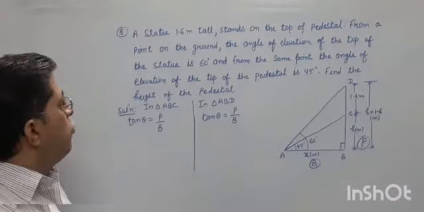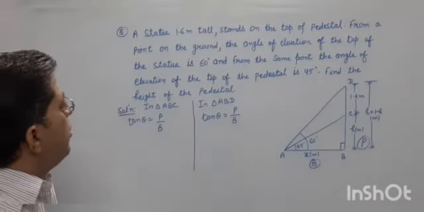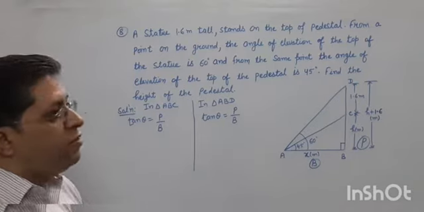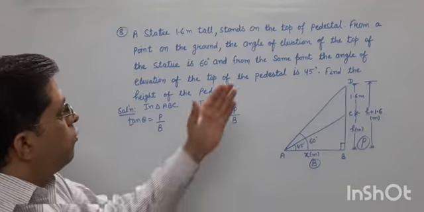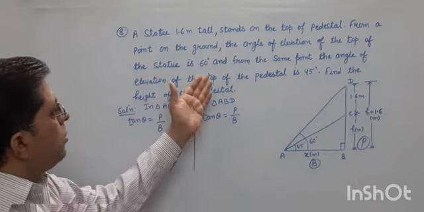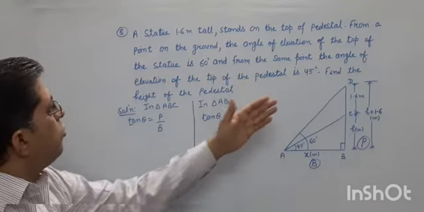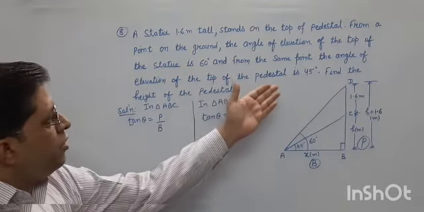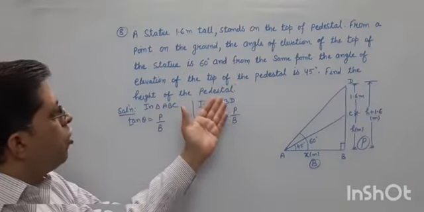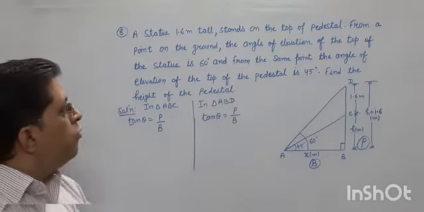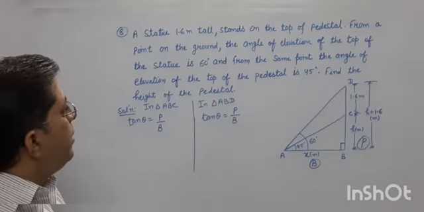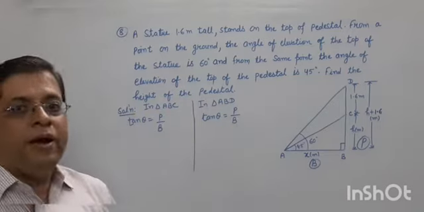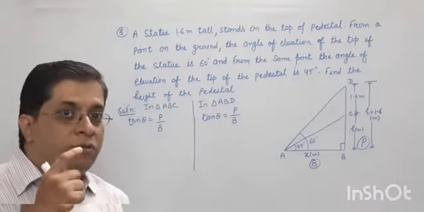Yes, come on, question number 8. A statue 1.6 meter tall stands on the top of the pedestal. From a point on the ground, the angle of elevation of the top of the statue is 60 degree. And from the same point, the angle of elevation of the top of the pedestal is 45 degree. Find the height of the pedestal.